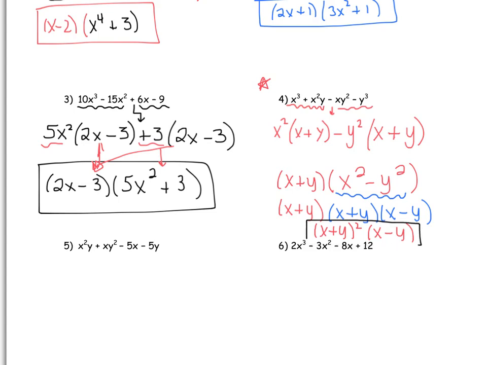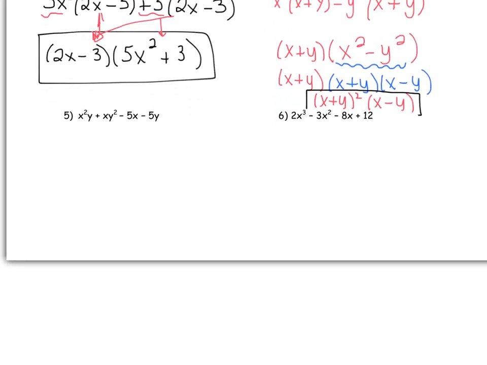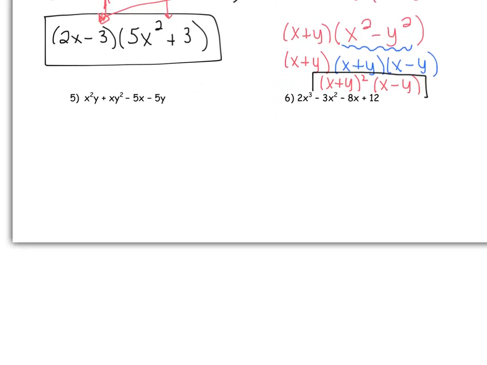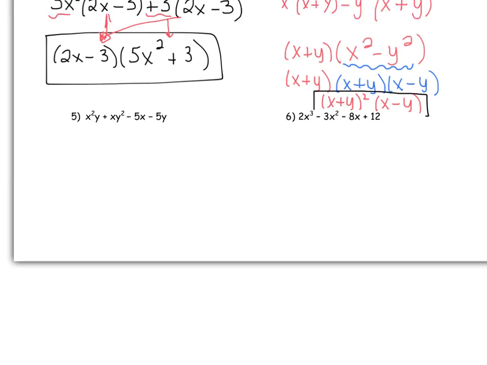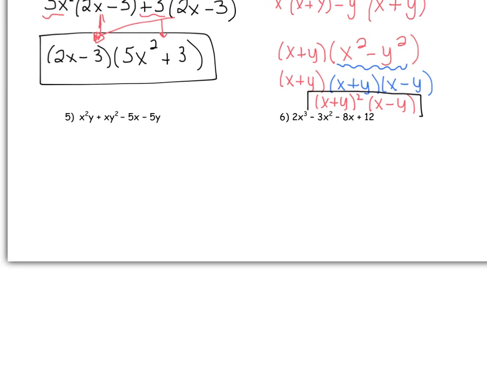Okay, let's try example number 5. Is there a GCF that I can divide each one of these terms by? Well, x and y, x and y, x only, and y only. So no, there's going to be no GCF here. Okay, so let's take the GCF of these first two terms. And I believe it would be xy, and I would be left with x plus y.